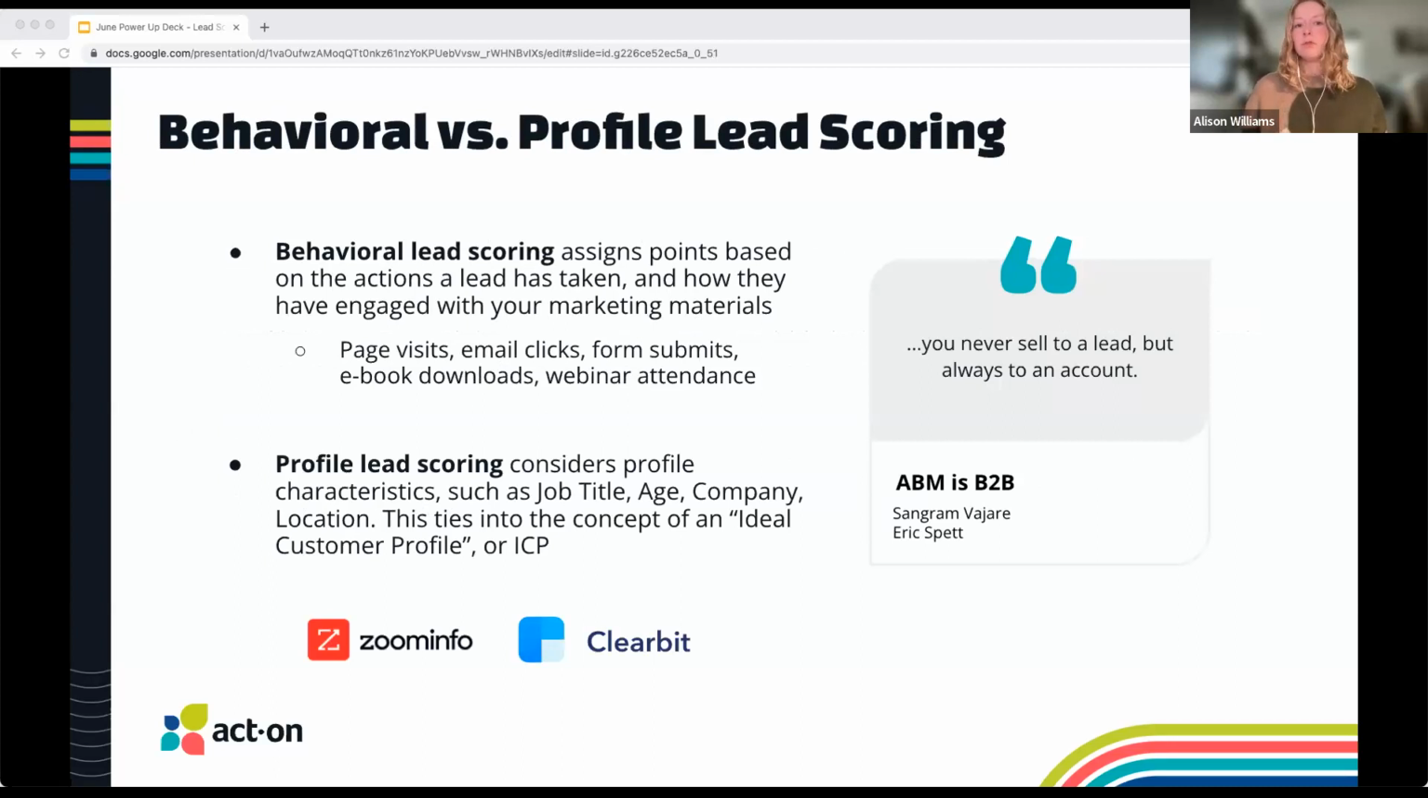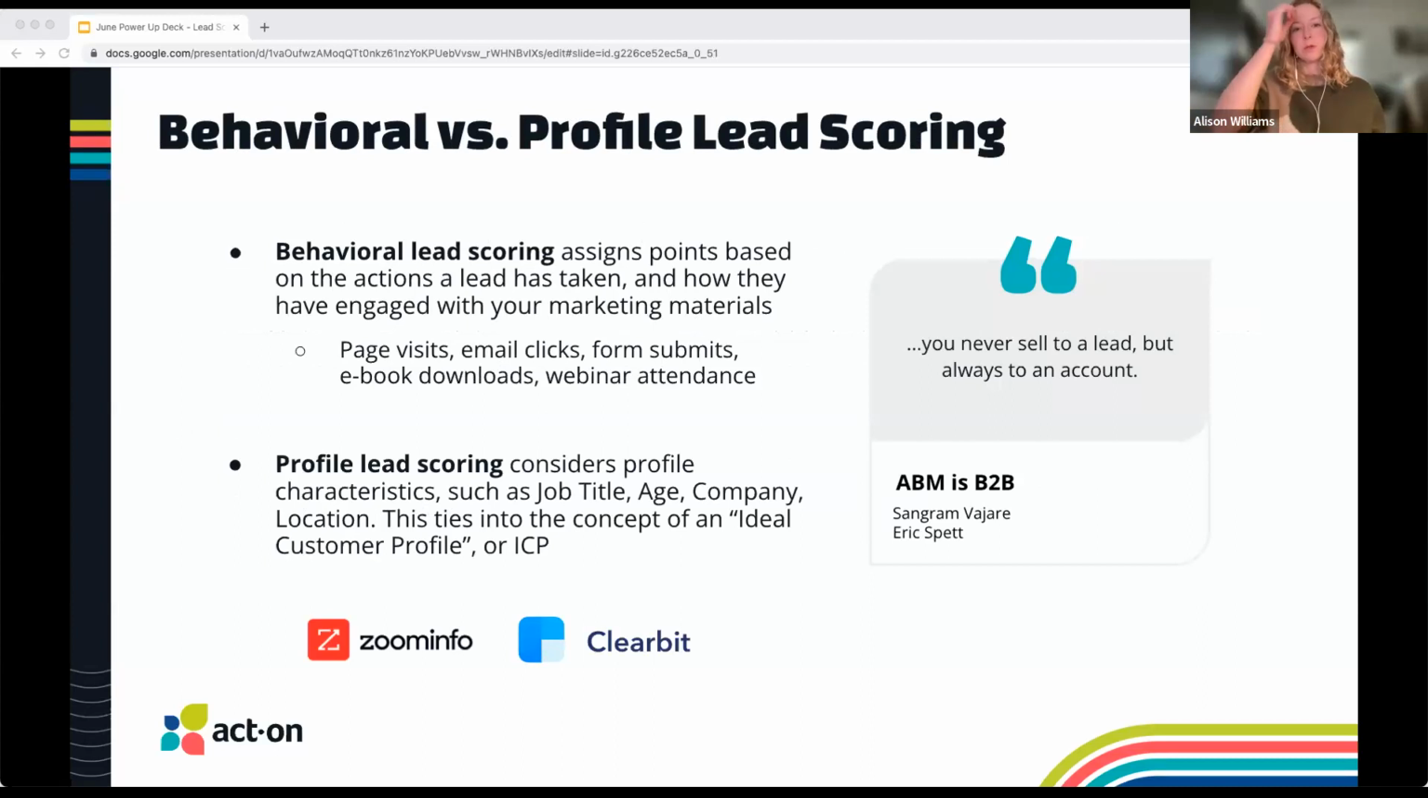There are two types of lead scoring: behavioral and profile lead scoring. Behavioral lead scoring assigns points based on the actions that a lead has taken and how they have engaged with your marketing material. So this includes things like page visits, email clicks, form submits, webinar attendance, that kind of thing. We'll take a look at this a bit more later on.